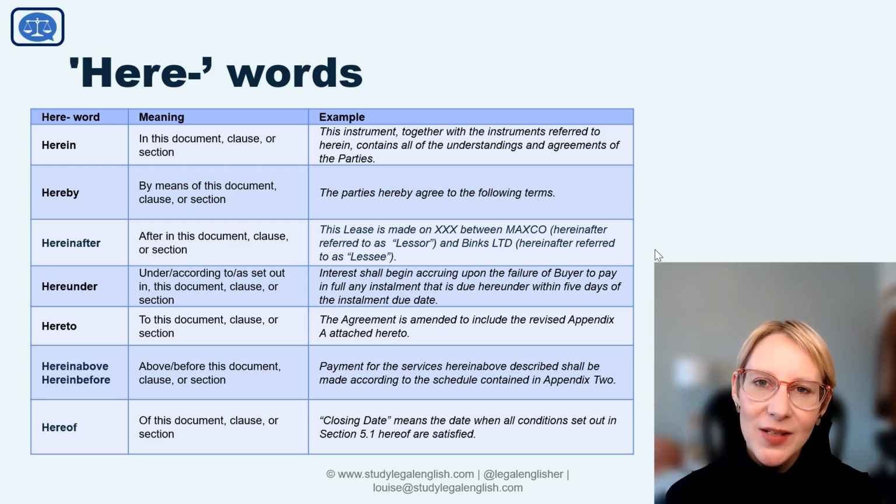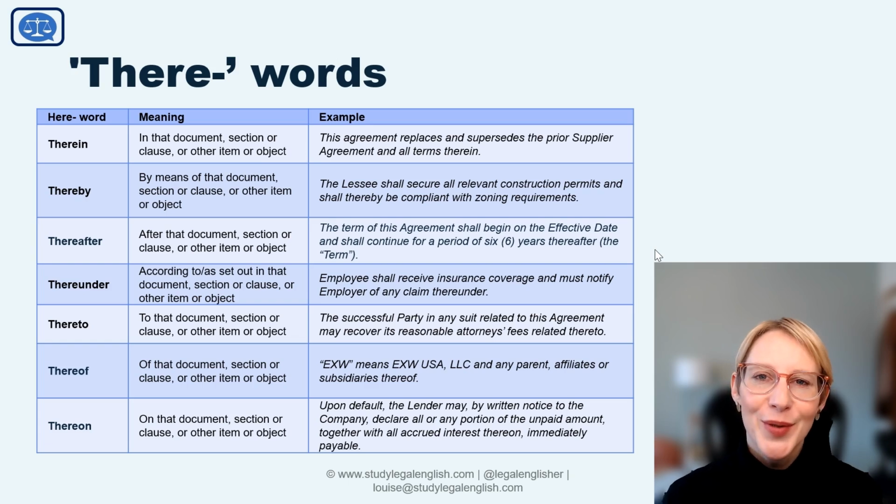So the important thing to remember here is that the "here" part refers to the document, the clause or a section in which the words are written, and the preposition just has the regular meaning. Let's move on to the "there" words. So we've got therein, which means in that document, section or clause or other item or object.